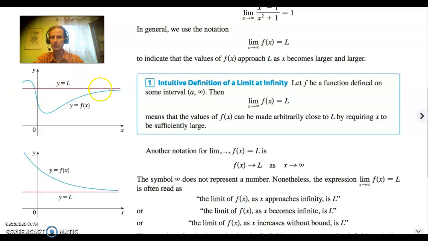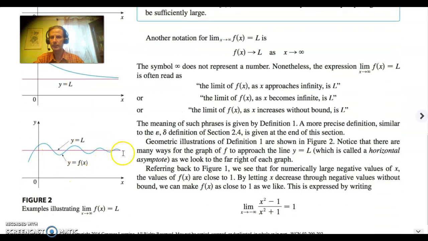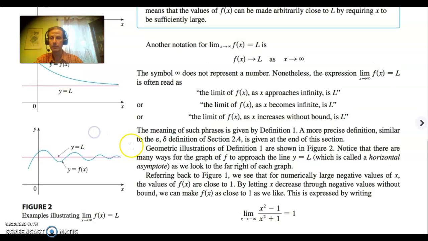And there's a couple pictures here of the limits of some function equaling the value L. And one more down here. It's a common misconception that a function cannot cross its horizontal asymptote, but as this example is trying to show you, a function can easily cross its horizontal asymptote infinitely many times.